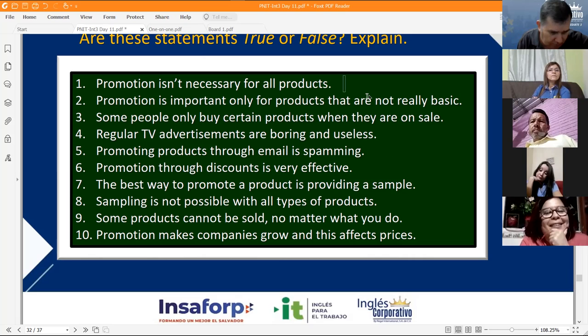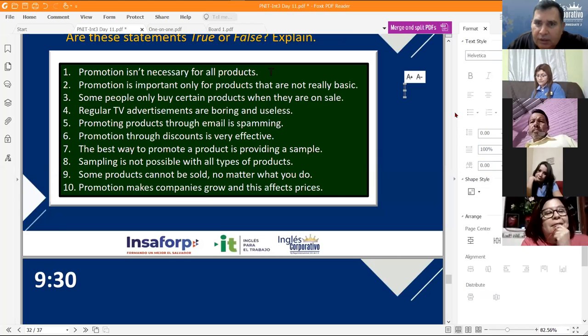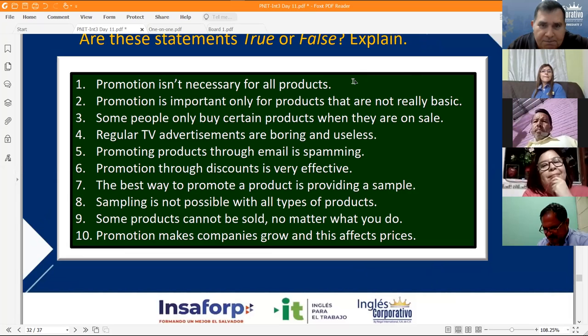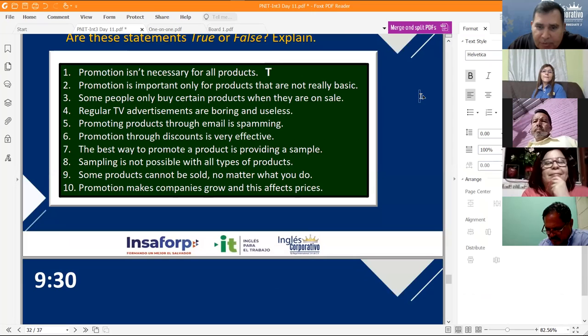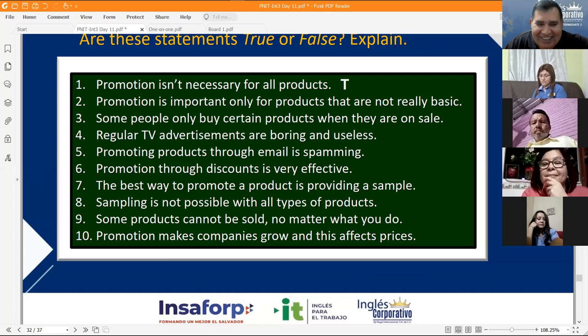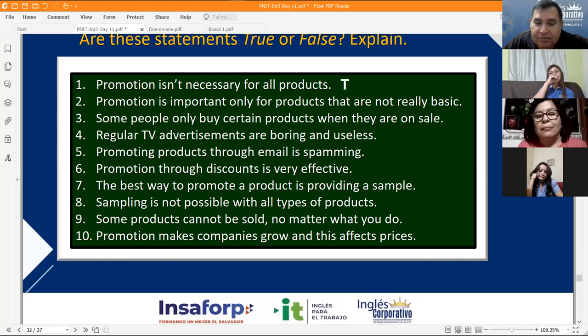There are some products that are sold without promotion, but I'm not saying that they don't make promotion. For example, I buy water not because of the promotion, but because of the necessity. Even if they don't make promotion, I buy it. You think like a customer, but if you think like a salesman, like in business, you need promotion because you want more sales, vender más. Of course. Yes.